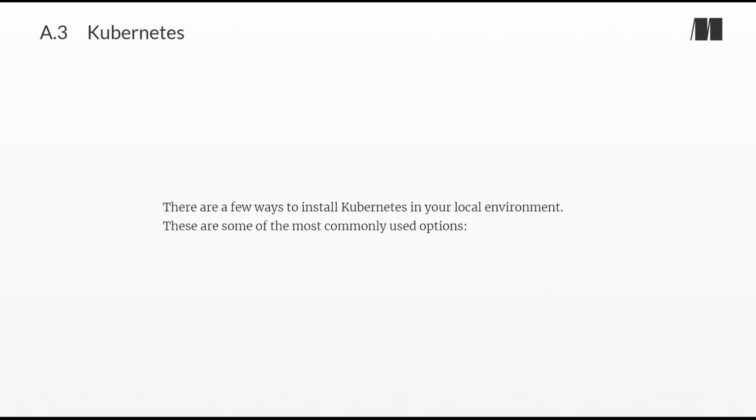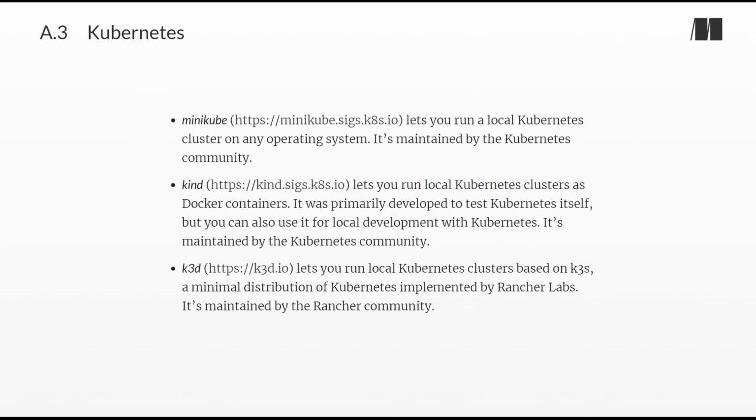Section A.3 Kubernetes. There are a few ways to install Kubernetes in your local environment. These are some of the most commonly used options. Minikube, minikube.sigs.k8s.io, lets you run a local Kubernetes cluster on any operating system. It's maintained by the Kubernetes community.